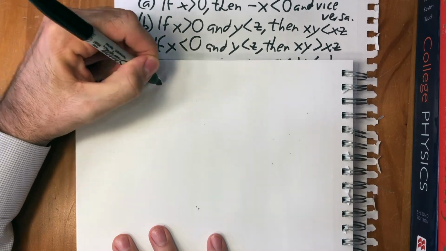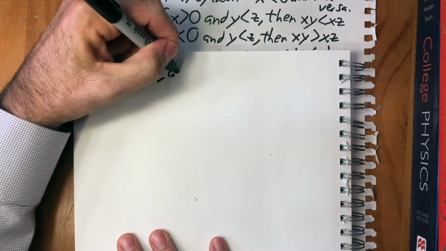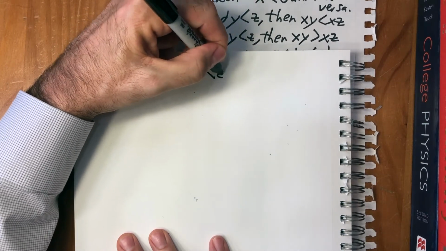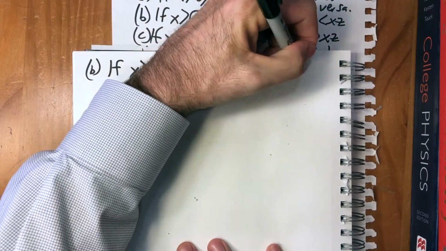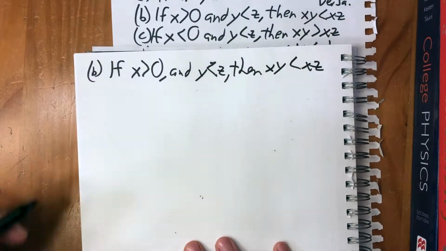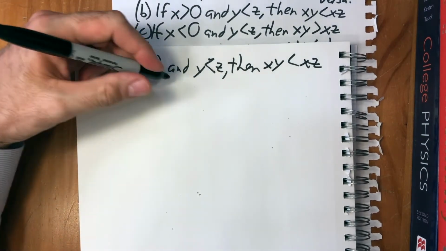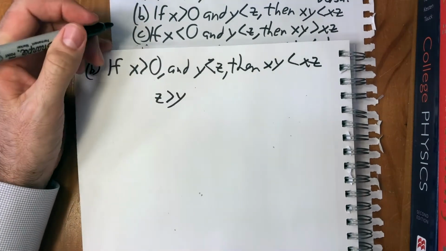If x is greater than 0 and y is less than z, then xy is less than xz. Okay. So we'll start with, I'm going to switch this around, that z is greater than y.